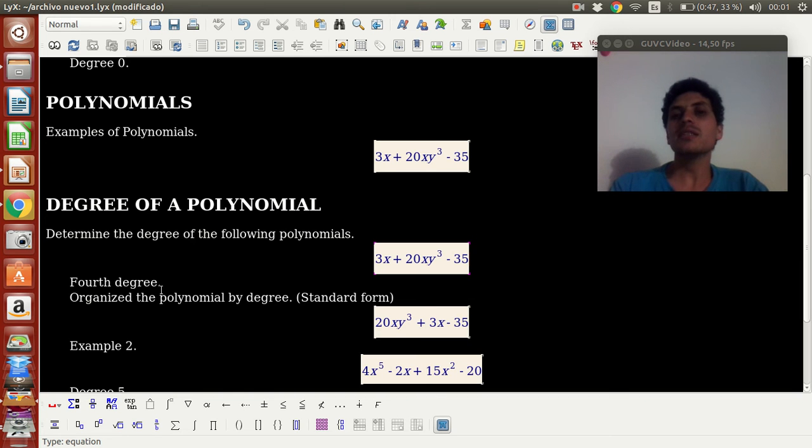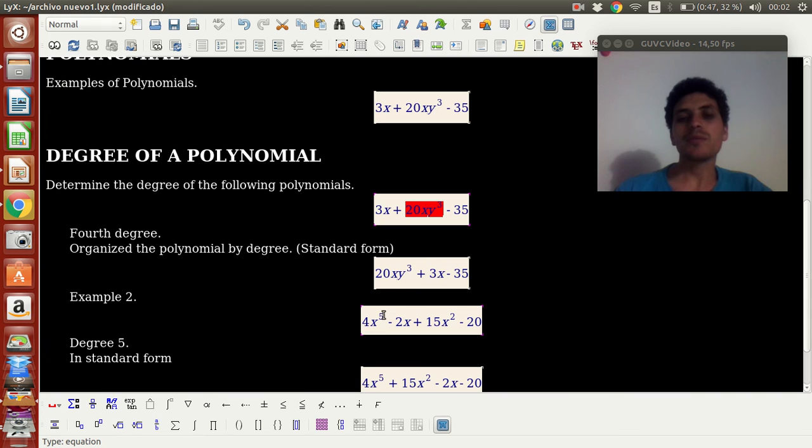You can organize the polynomial by degree, which is called the standard form, because it's easier when you're counting by degree. So we can move this 20xy³ here because it's the highest degree, then 1, then 0, and we have the standard form. So we're counting by degree: 0, 1, there's no 2, there's no 3, 4th.